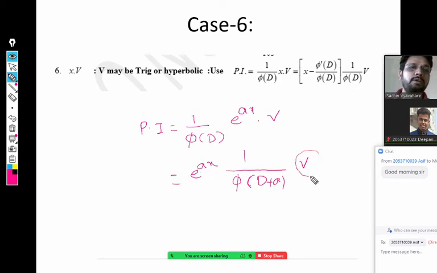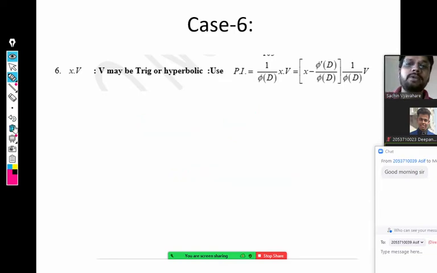Now depending on the v function: suppose v is an algebraic function, we convert this into the form of 1 upon 1 plus or minus p. If v is a trigonometric function, we replace D square by minus a square, and for hyperbolic we replace D square by plus a square. So those are the possibilities we have.